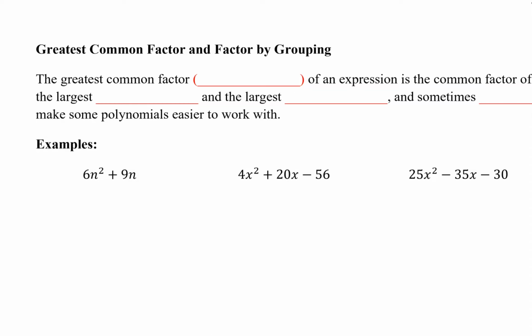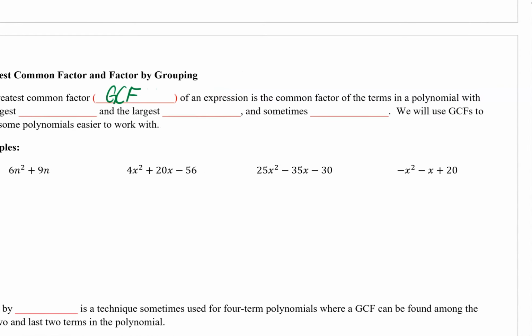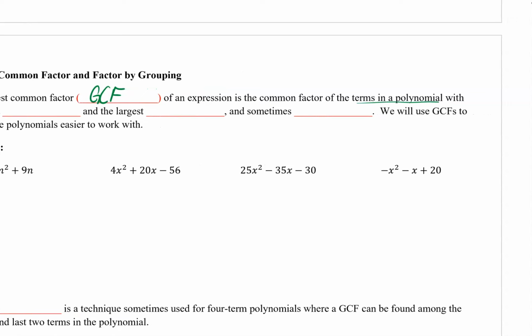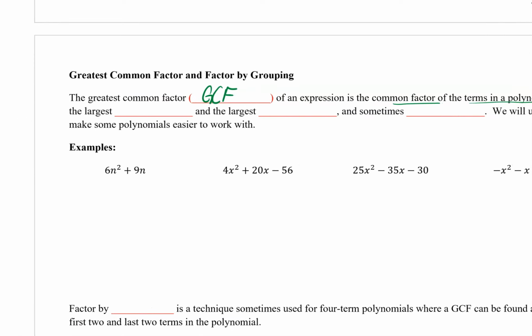The greatest common factor, which we call GCF for short, of an expression is the common factor of the terms in a polynomial. So the common factor, the number that divides terms in the polynomial, with the largest coefficient and the largest exponent. So it's the largest number and letter combination that can be divided from every term, and sometimes we factor out a negative 1. Sometimes the GCF ends up being a negative 1.